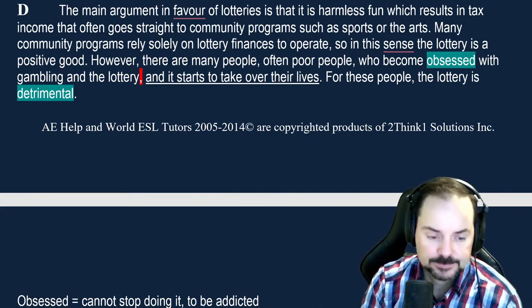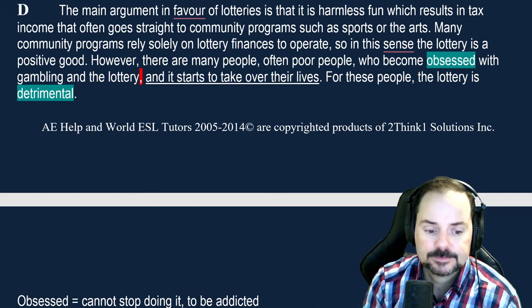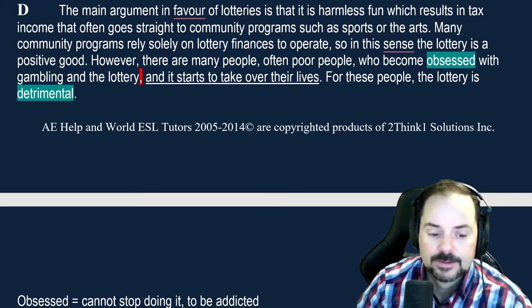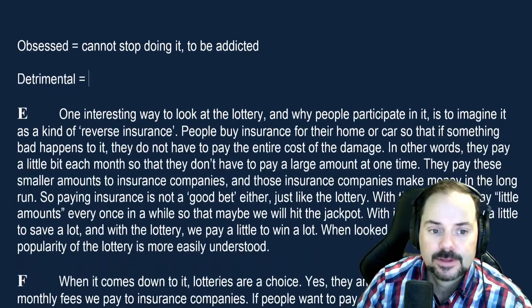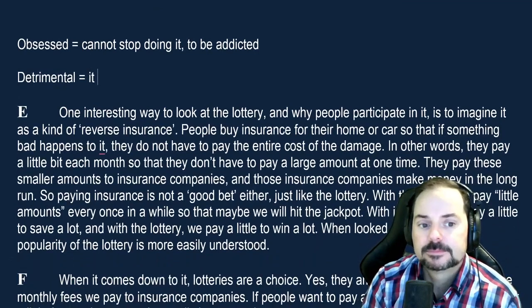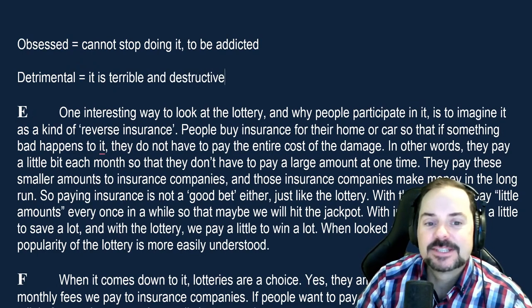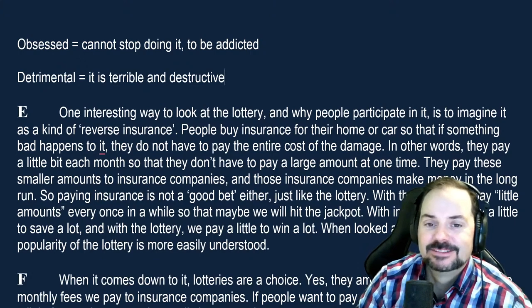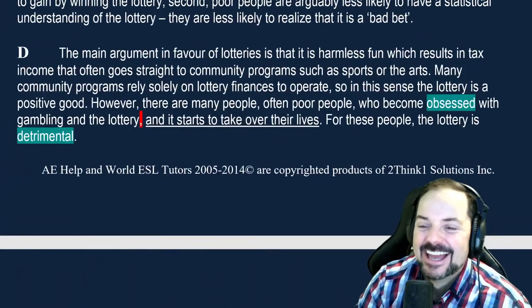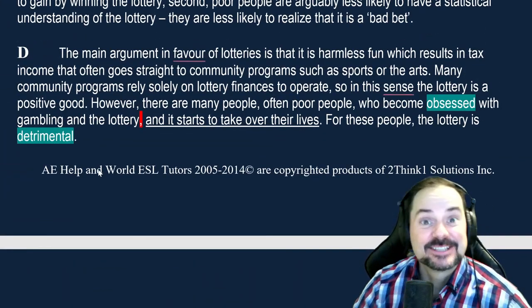Means like drugs or... Keep it simple. Lottery is basic needs for poor people. No, it means terrible and destructive. So for these people, the lottery is terrible.